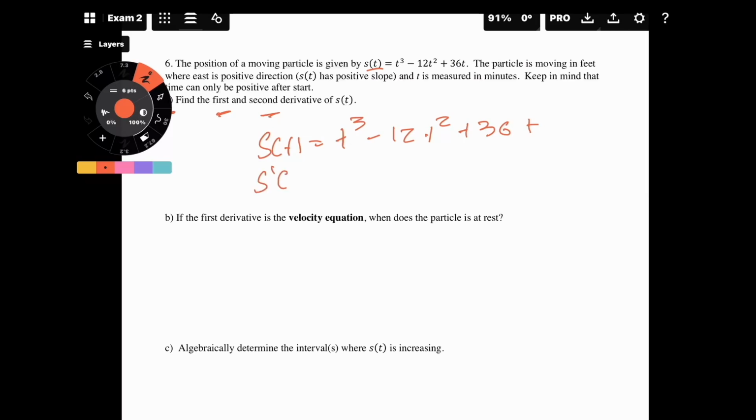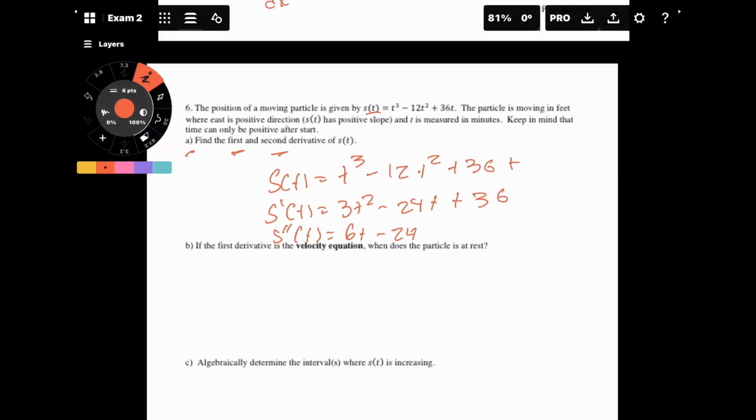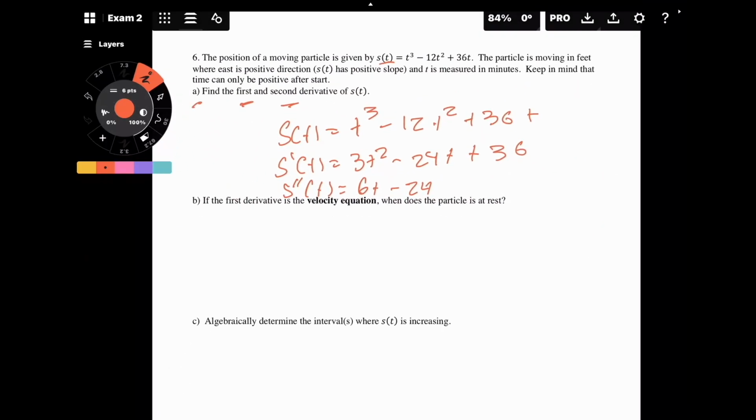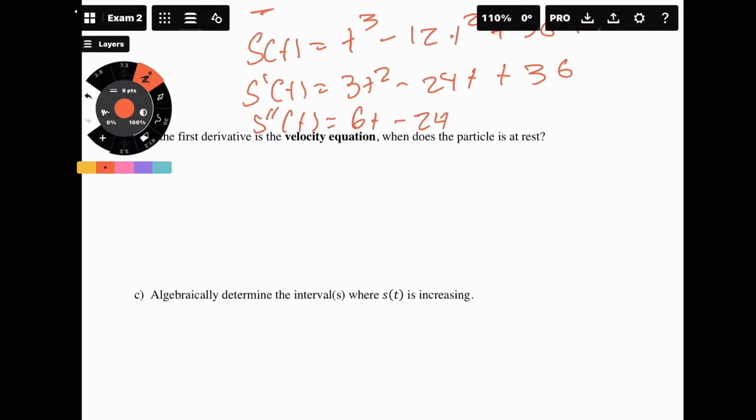Now we just want to solve for the first derivative, which is going to just use the product rule. No, not the product rule, the power rule, which gives us this. Now we just have to do it one more time, which is 6t minus 24, and that'll be it. Easy. Now, let me lock this real quick.